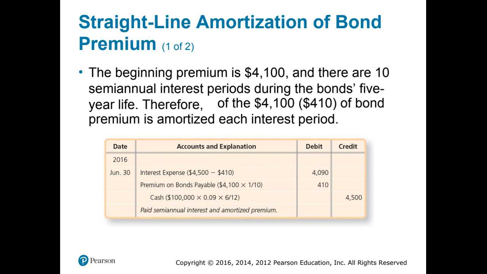And then for cash, we're going to credit the full 4,500. For cash, we take the value, which is 100,000, times the interest, which is 9%, times the time, and it's semi-annual, so that means it's 6 months out of a year. So we're going to use 6/12 for this one.